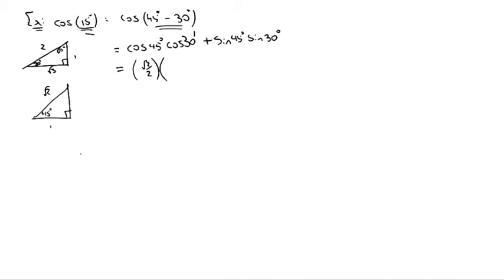Square root of 3 over 2, adjacent over hypotenuse, plus sine of 45, which is square root of 2 over 2. And sine of 30? 1/2, opposite over hypotenuse. So now you multiply them and then you add them?